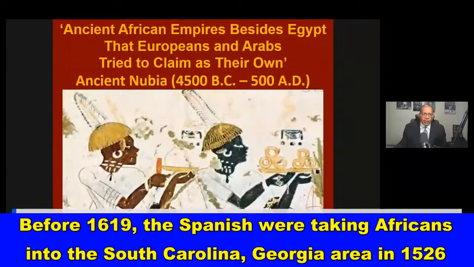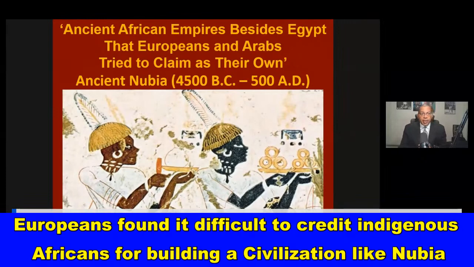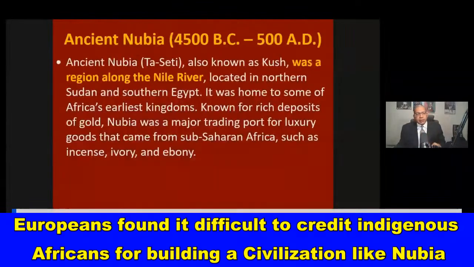Okay, so we look at some ancient African civilizations like ancient Nubia, and we look at African empires besides Egypt that Europeans and Arabs tried to claim as their own. One of them is ancient Nubia, or Ta-Seti, which existed from about 4500 BC to 500 AD. Nubia is the mother of ancient Kemet, or ancient Egypt, and Abyssinia or Ethiopia is the grandmother. So to understand ancient Kemet, ancient Egypt, you have to understand Nubia and understand Ethiopia.